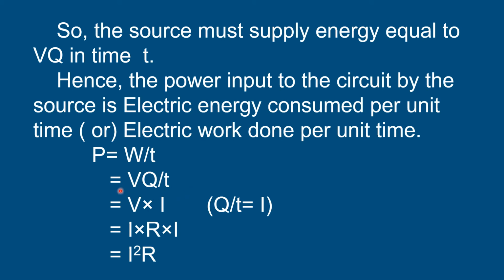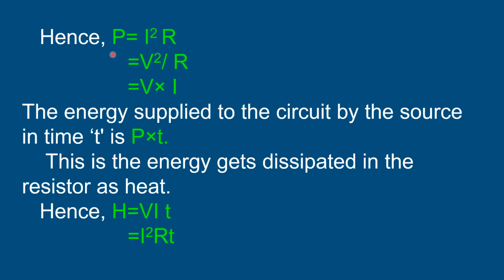So P can be written as VQ by T or V into I. But from Ohm's law, we know that V is equal to IR. So if you replace V with IR, then P is equal to I square R. Hence P is equal to I square R or V square by R or V into I.